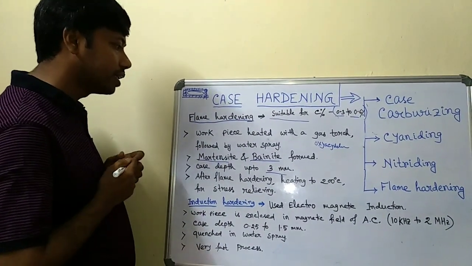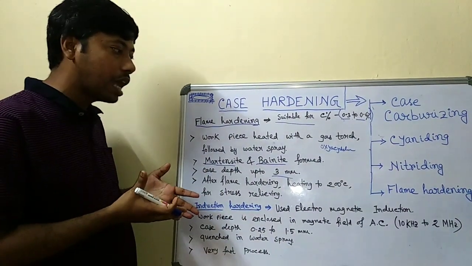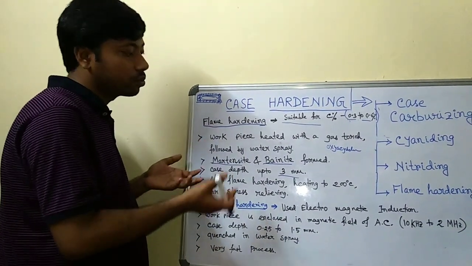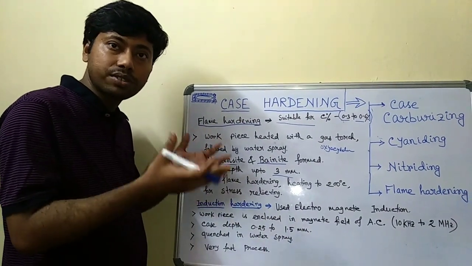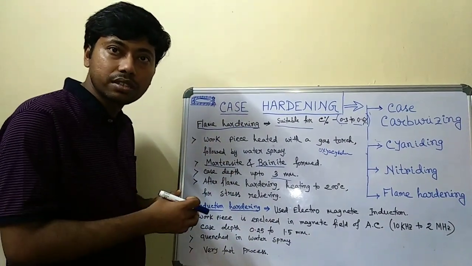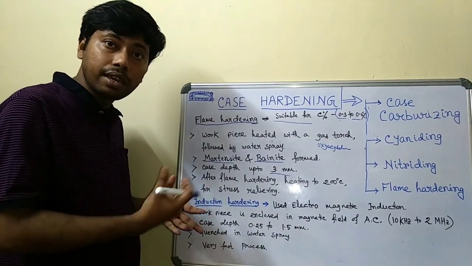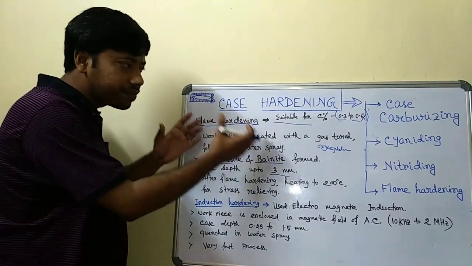After flame hardening, you can heat the material as in a tempering process, around 200 degrees Celsius, for stress relieving. Because of the quenching process there are temperature differences, so some residual stress is introduced. So you can heat the material again up to 200 degrees Celsius for this purpose. Okay, so this is the flame hardening part.